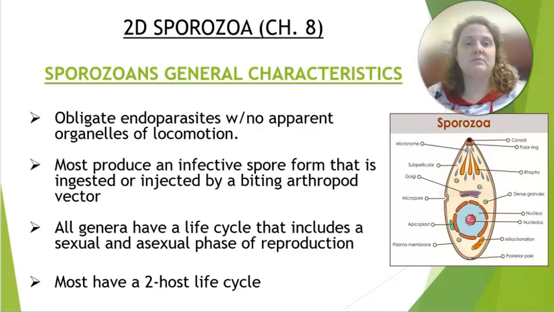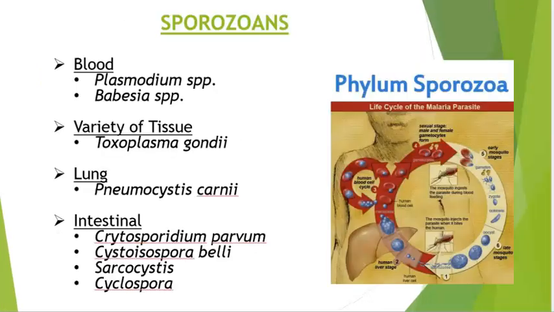In general, some characteristics are that they're obligate endoparasites, meaning that they have to have a host to complete their life cycle. Endo meaning they're going to live inside their host. They do not have any apparent organelles for locomotion. Most produce an infective spore that is ingested by the host, or it's injected by a biting arthropod vector. In general, they have a life cycle that includes sexual and asexual phases of reproduction, and most have a two-host life cycle. Here's a list of the sporozoans or parasites that we're going to cover in this unit.